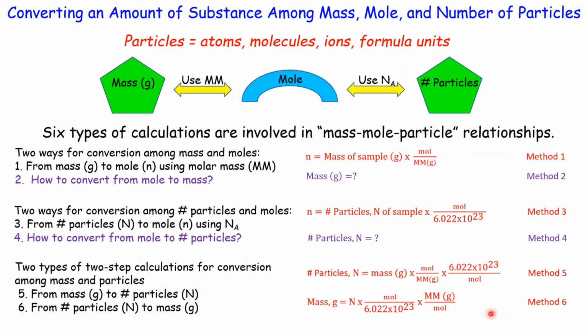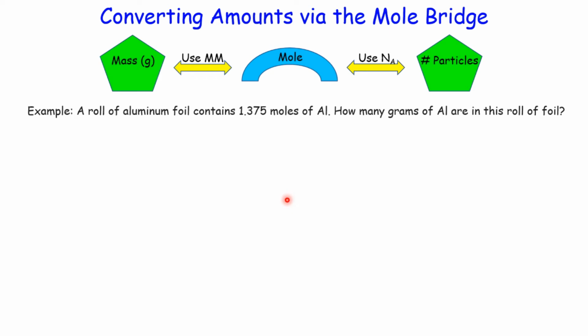That's method 6. So therefore, using the 6 equations, you should be able to handle all of the conversions among mass, mole, and the number of particles. Okay, let's work on a few examples. First one, a roll of aluminum foil contains 1.375 moles of aluminum. How many grams of aluminum are in this roll of foil?